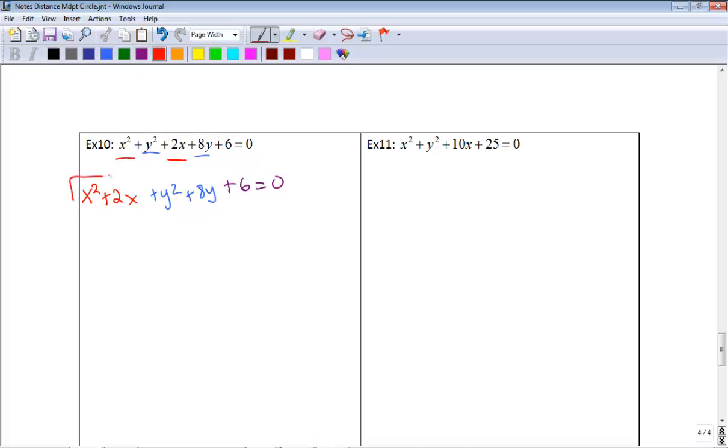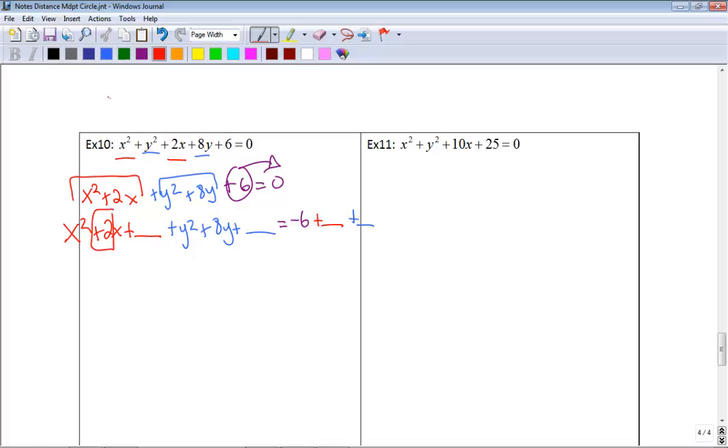I'm going to have to complete the square with my x's and with my y's because neither one of these is a perfect square. So start off by saying x squared plus 2x plus blank plus y squared plus 8y plus blank. Move your constant to the right, equals -6. And if I have two blanks on the left, I need two blanks on the right. Figure out what goes in those blanks.